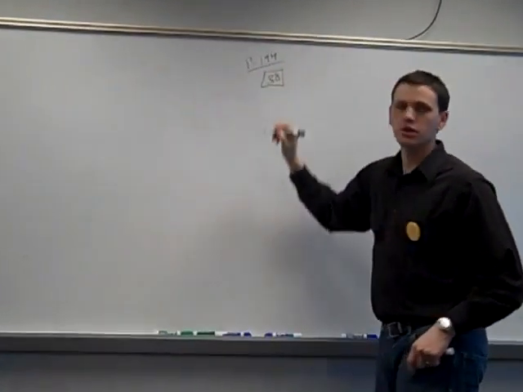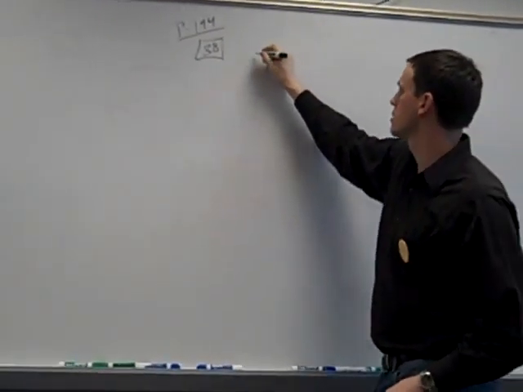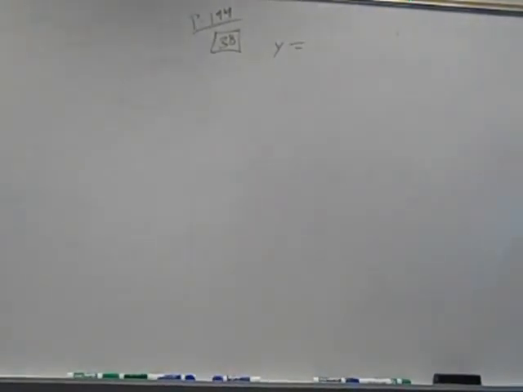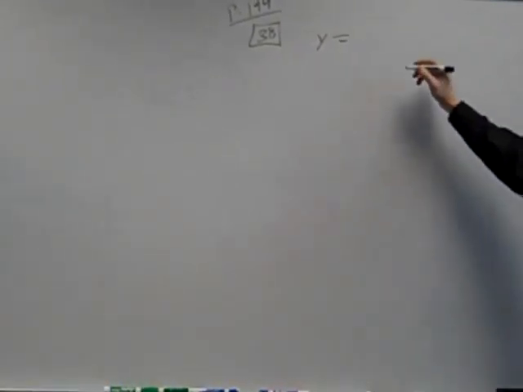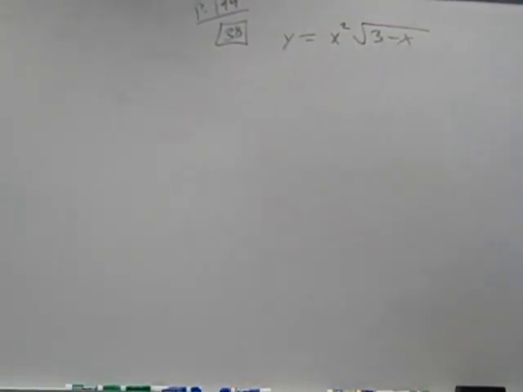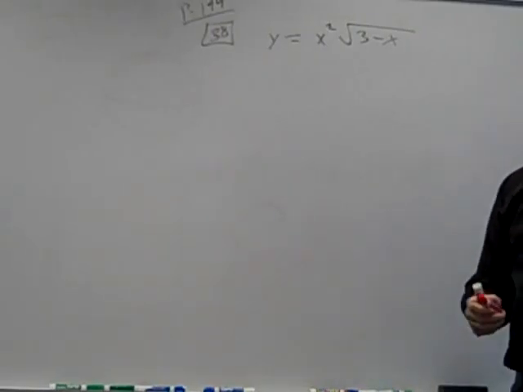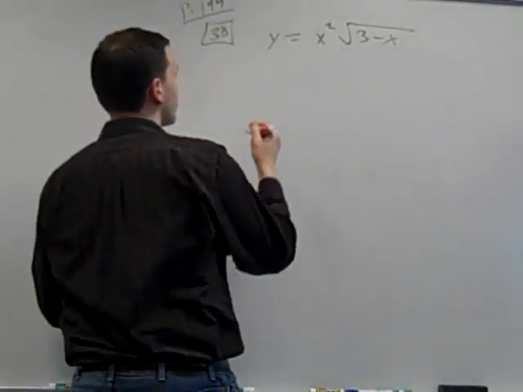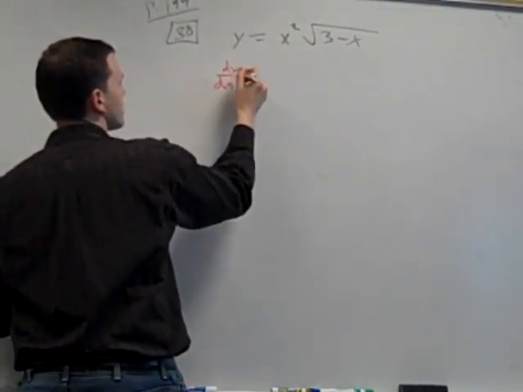Number 38. I'm just going to go ahead and do the whole thing because I have to anyways. y equals x squared times the square root of 3 minus x. So we're trying to find the critical points and then identify them again, right? So we're going to take the derivative, dy/dx.